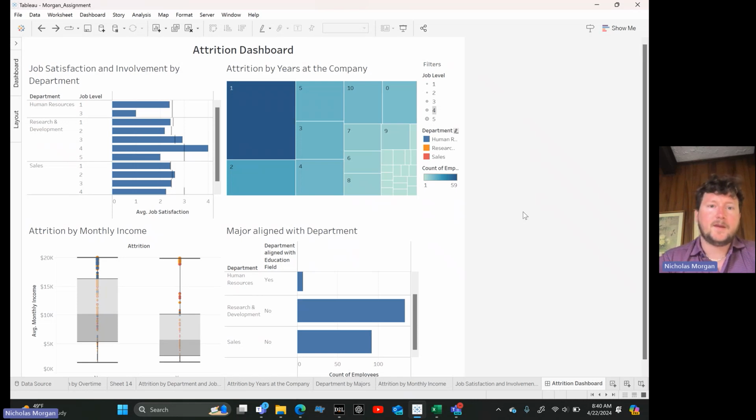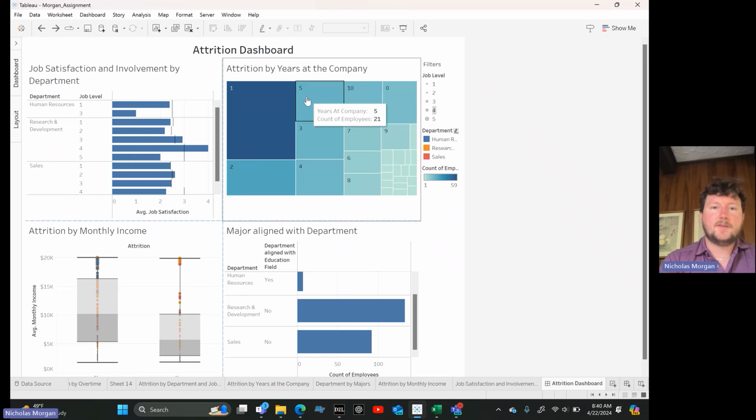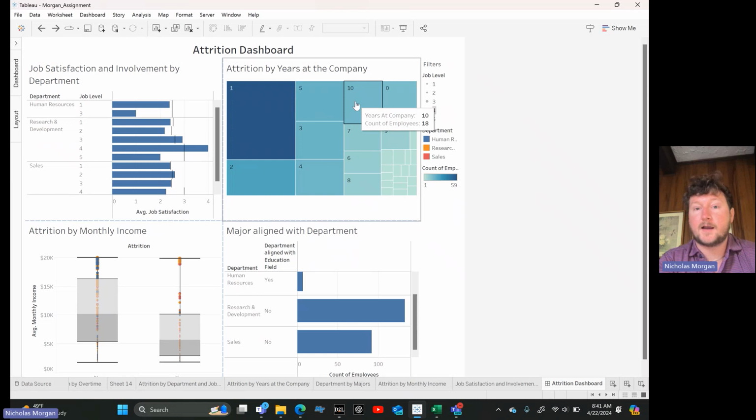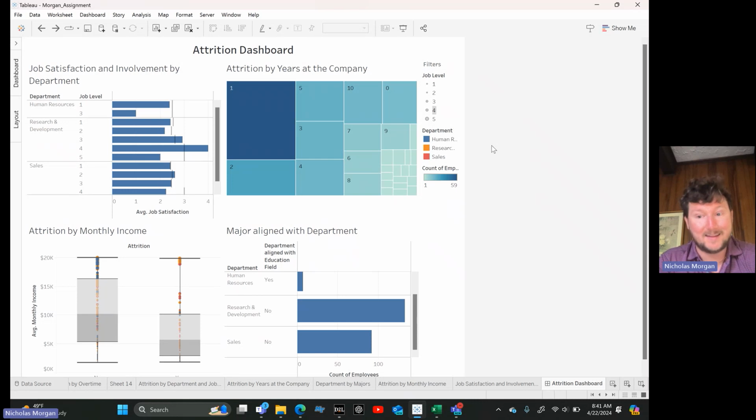And going back to the attrition by years of the company, I think year 10 needs to be looked at. Year 10 is very significant in that it is up here in the same size, essentially, as years 2, 3, 4, 5, which are very early years in the company, and it is very understandable for people to want to leave during those years. But year 10 is not one that makes a lot of sense.